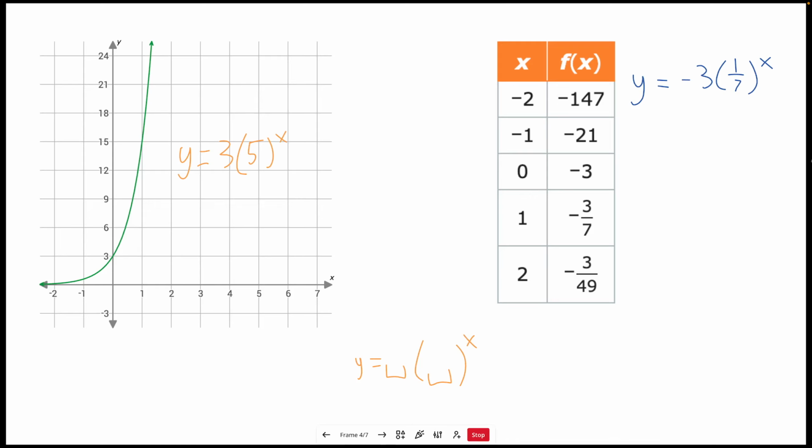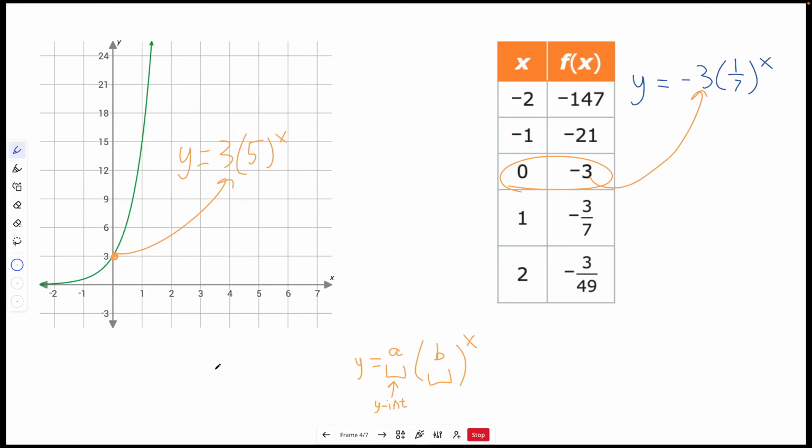Now, we're going to call this number here a. And we're going to call this number here b. Now, a, you may have figured out, is the y-intercept. Okay, so the y-intercept is 3 and 3. Here the y-intercept is -3, so that's why this is -3. So a, the number in front of the parentheses, is always the y-intercept. Always, always, always, always. Now b is the growth rate, or the growth or decay rate.